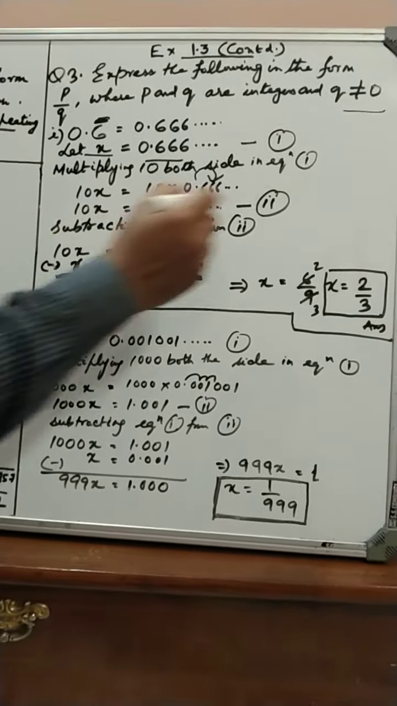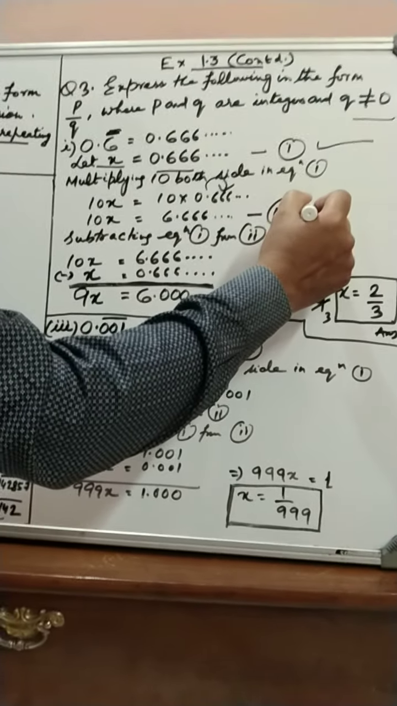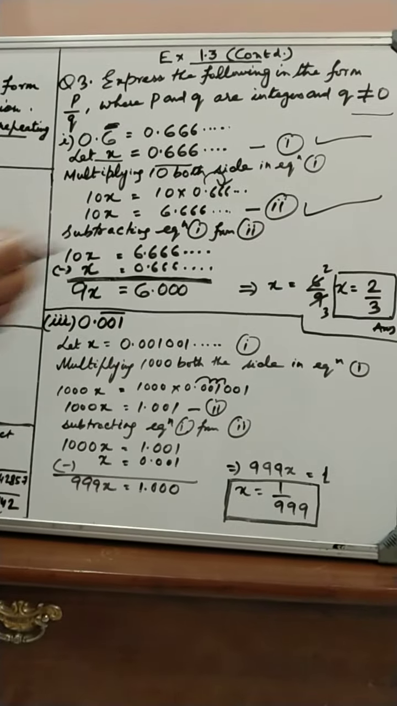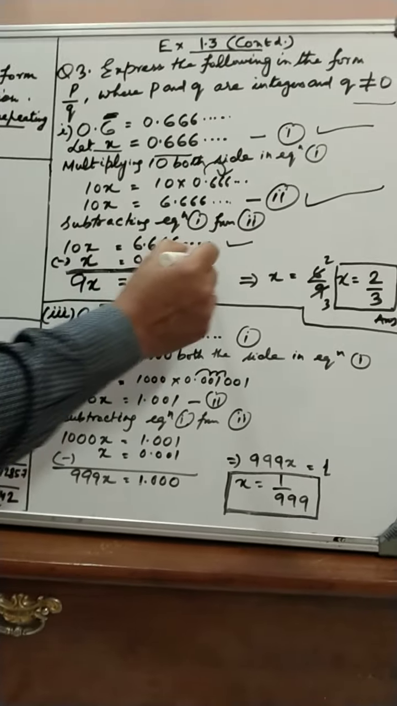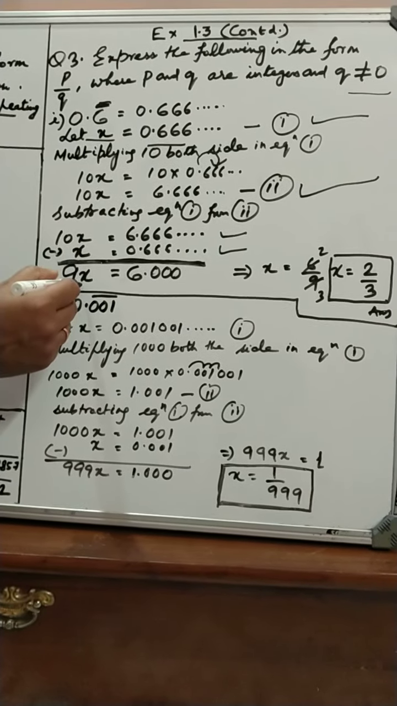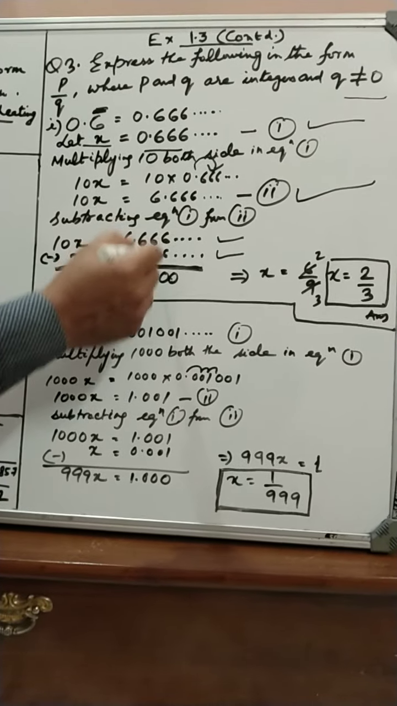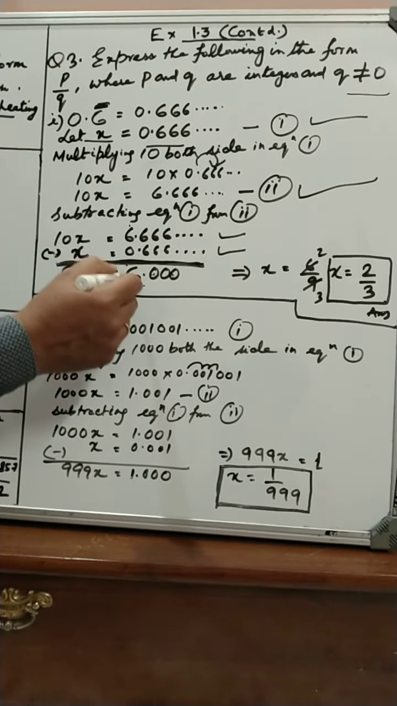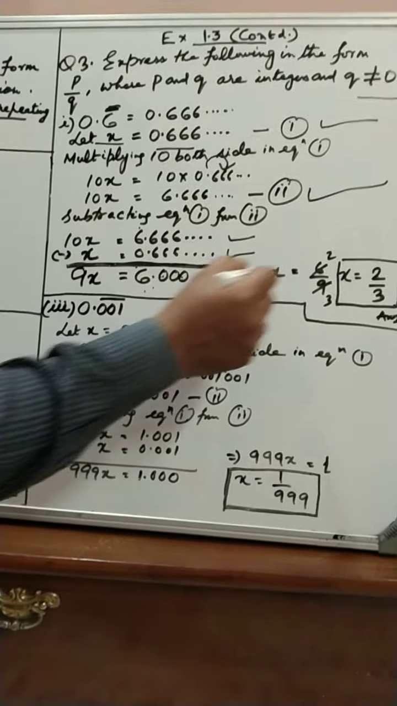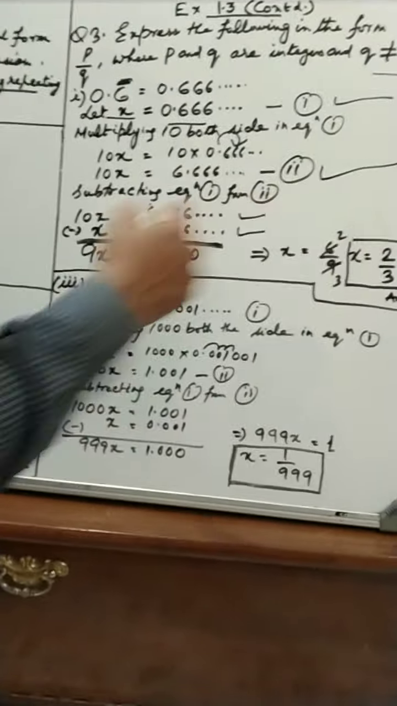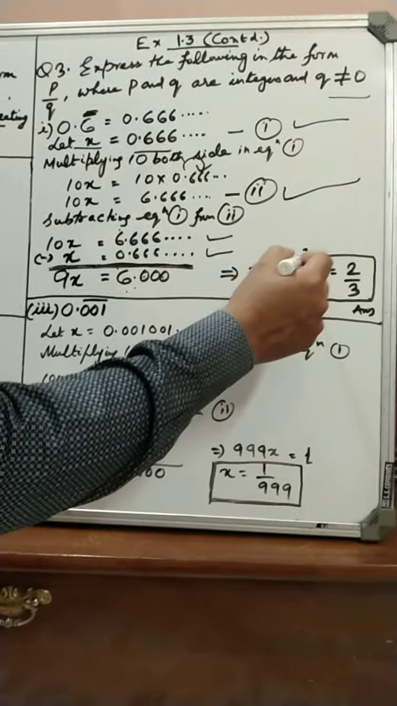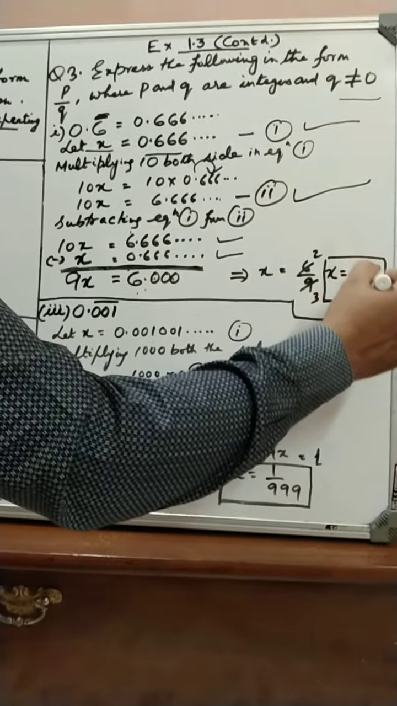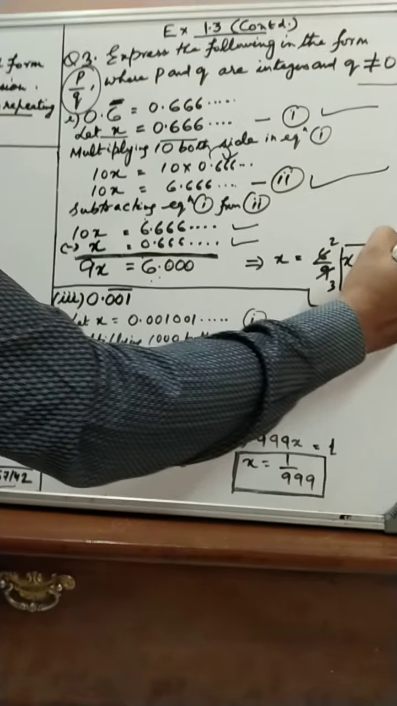Fine. Now what we will do? This is equation number 1 and this is equation number 2. Now we will subtract equation 1 from 2. So 10x minus x is 9x. Now 6 minus 6 is 0, 6 minus 6 is 0, 6 minus 6 is 0, and 6 minus 0 is 6. So 9x equals 6, x equals 6 by 9. Now if you reduce the fraction, 3 2s are 6, 3 3s are 9, so the answer is 2 by 3. Now you are getting it in the form of p by q.